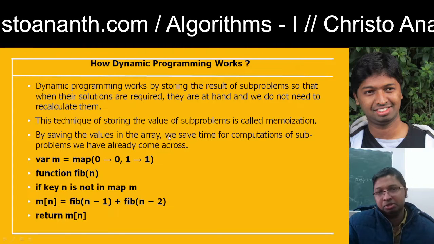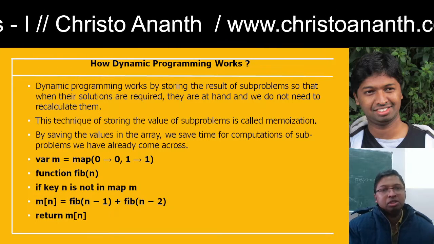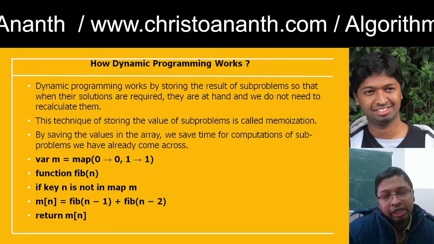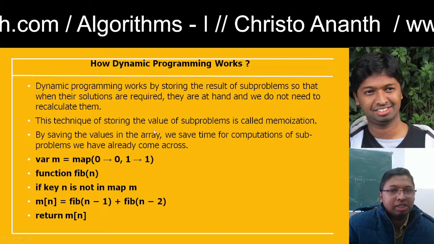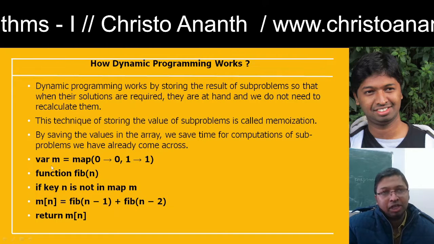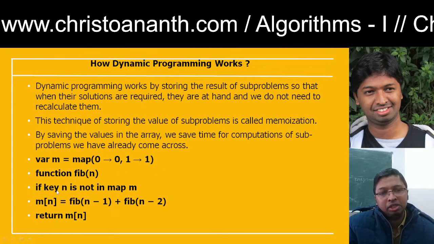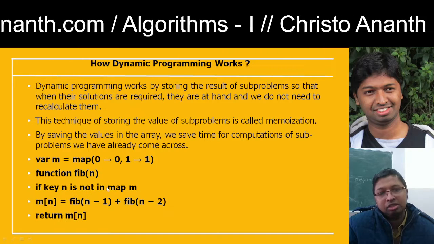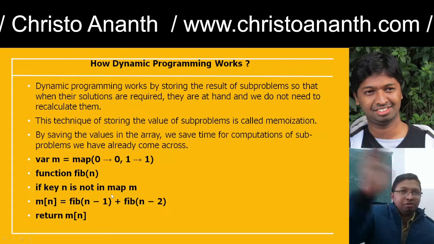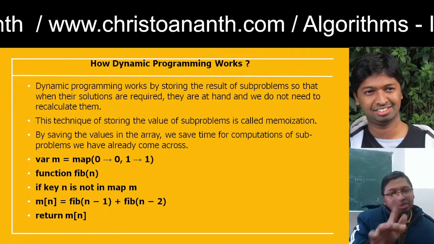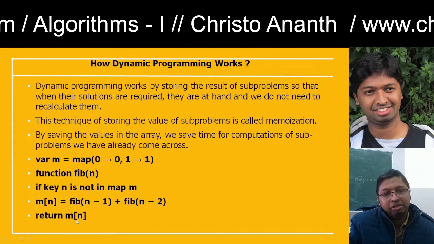So how is DP going to work? Here it collects the results from the subproblems, so that whenever the solution is required in the future, we do not have to recalculate it. This is called the memoization technique. Here you have a variable m, the map with 0 to 0 and 1 to 1, and the function Fibonacci. If the key n is not in the given map, then you compute fib of n minus 1, the previous term, plus fib of n minus 2, the term before it, and add them. That is the current term, m of n, and you return m of n.